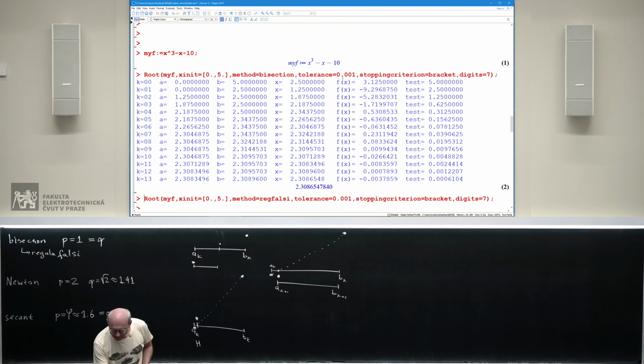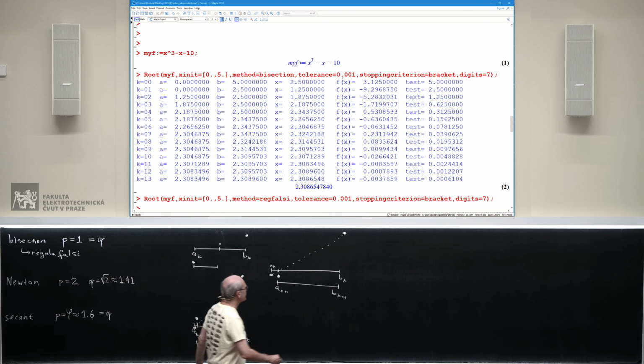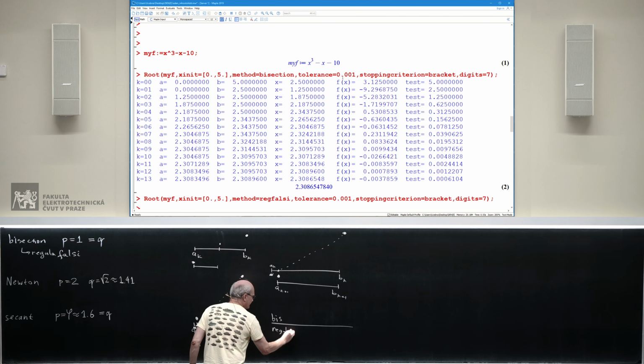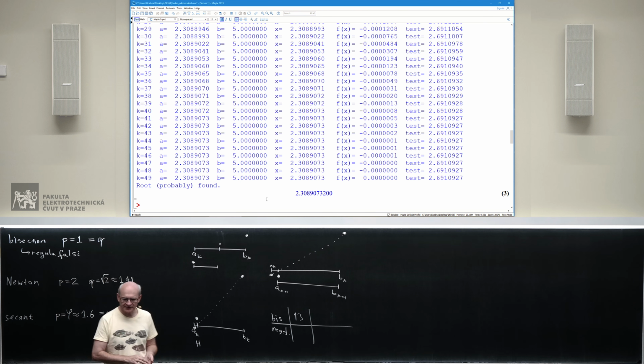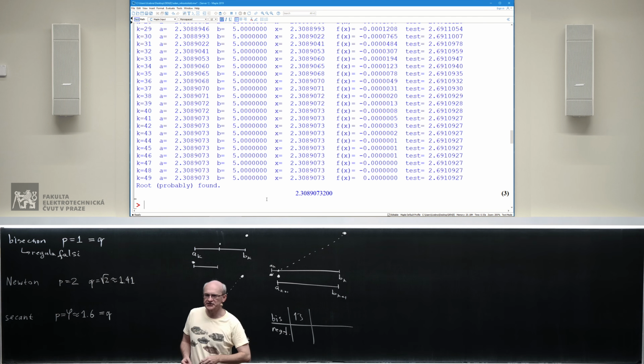Here we go. And it seems that in 13 iterations we got the answer. Let me make a little chart. Bisection, regula falsi, and it took 13 iterations. Now, let's try the same settings, but with the regula falsi method. Here we go. And it took 49 iterations. Well, this doesn't look too good. And in fact, I'm claiming that it took infinitely many iterations.